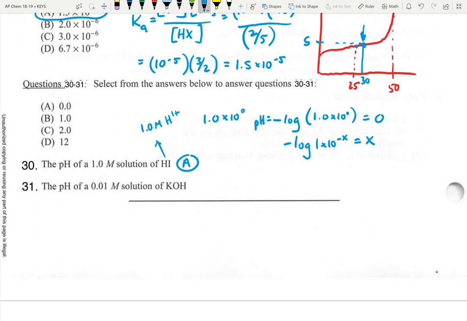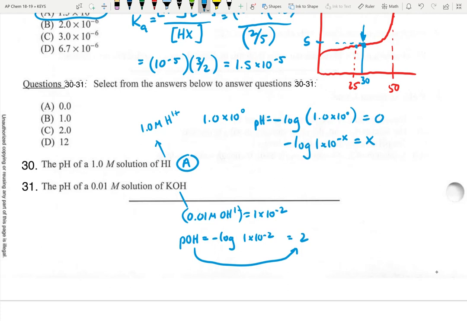What about this one? This is a strong base. This is going to give me a 0.01 molar OH concentration, acting as a base. From that, I can find my pOH, right? Because pOH, again, is the inverse log of our hydroxide concentration, which is this guy right here. Well, what is that answer? That's 1 times 10 to the negative 2, right? That's what that is. So the inverse log of 1 times 10 to the negative 2 would be 2. pOH, then, is 2.